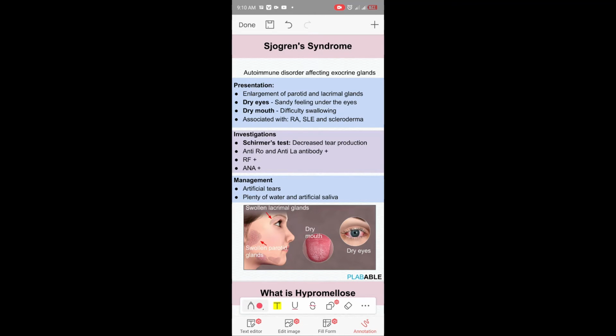So what kinds of tests are we going to do in Sjogren syndrome? The Schirmer test will show decreased tear production. The other is Rose Bengal stain, which will document the corneal ulceration because they have a dry cornea. ANA will be positive, and the more specific ones are anti-Ro and anti-La antibodies. RF is positive, ANA is positive. Lymphocytic infiltration of the salivary gland will be noted on biopsy as well. Treatment includes artificial tears and plenty of water, nothing else. Sometimes pilocarpine is also used, which increases acetylcholine and increases tear and saliva production.